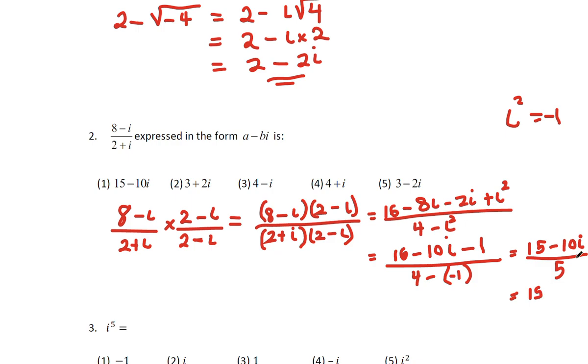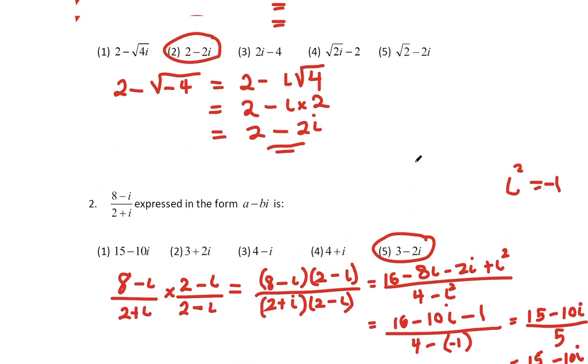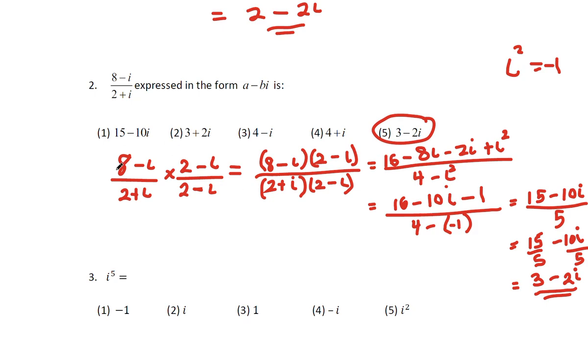I can re-express this 15 minus 10i all over 5 as 15 divided by 5, take away 10i also divided by 5. Now 15 divided by 5 gives us 3, and 10i divided by 5 gives us 2i. So the final answer here is 3 minus 2i, which is option number 5. So that's how we solve complex numbers which take the form of a quotient.